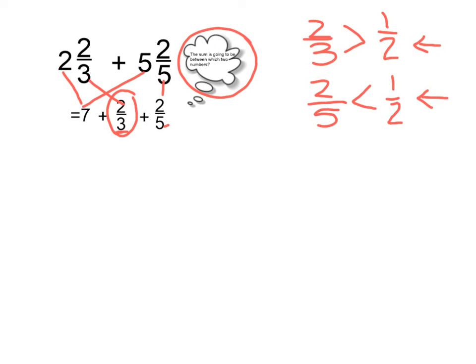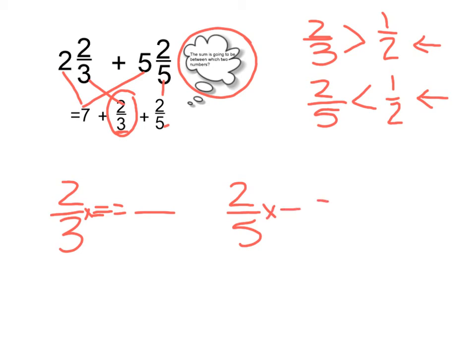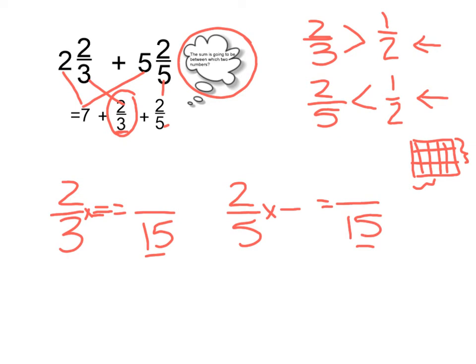Let's find out. So we're going to change 2/3 times something and 2/5 times something. We've got to find a common denominator for thirds and fifths. Again, if you don't know, you could always split into fifths, split into thirds. Here is 2/3 and here is 2/5. And if you count these boxes, we get 15 boxes. So our common denominator is 15.